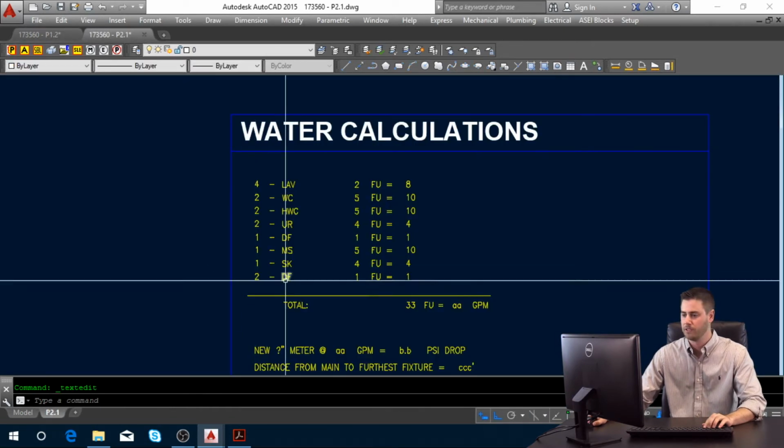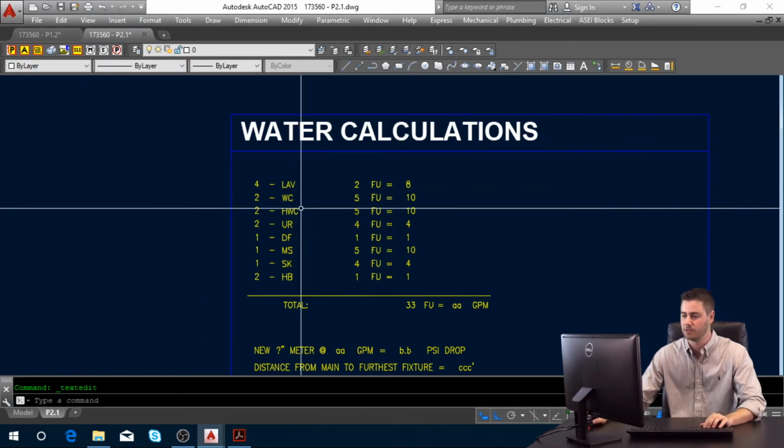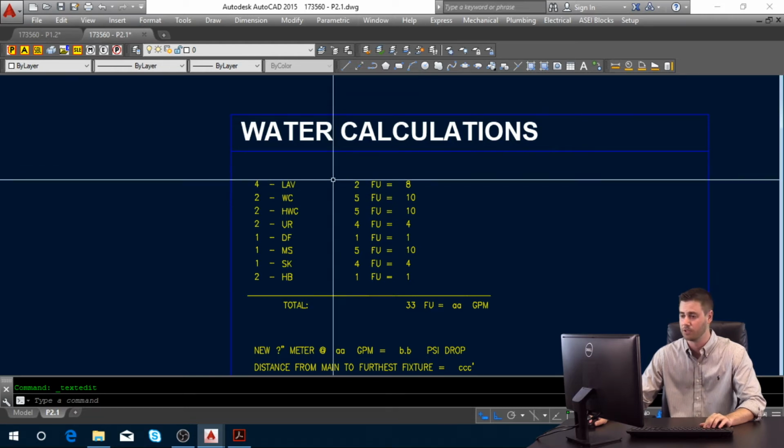It's important when you're labeling these to make sure you match whatever you labeled on the previous sheet. That way you'll have consistency within your drawings and it'll be easy to reference for the plans reviewer or contractor or anyone else who is looking at your project.